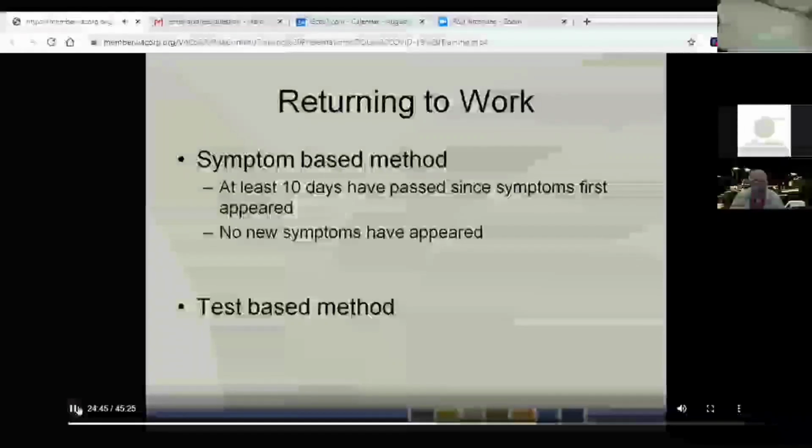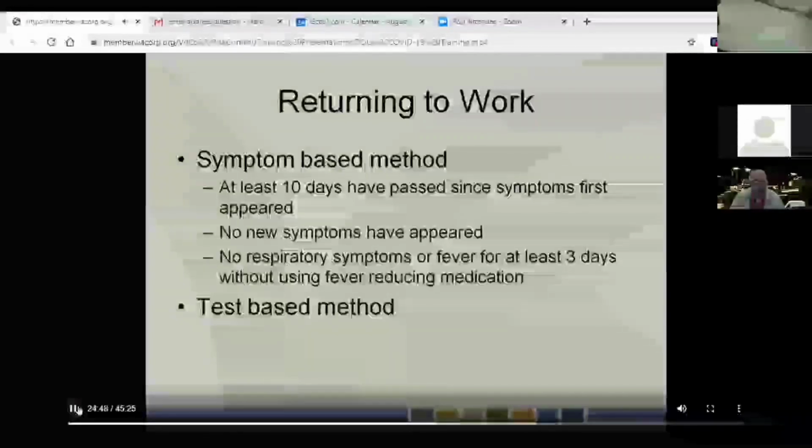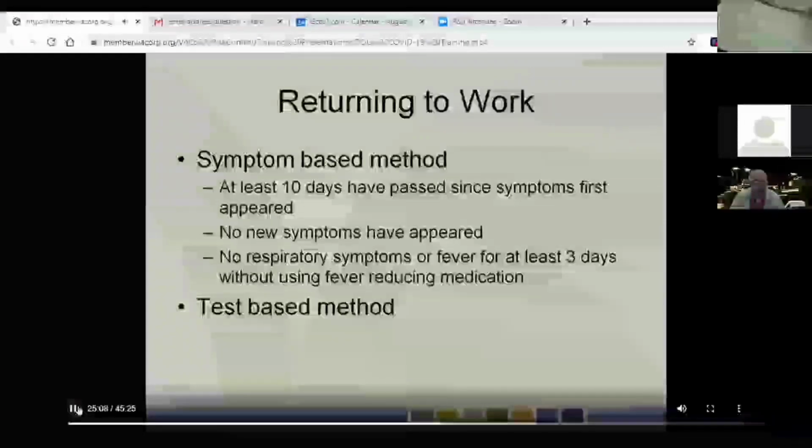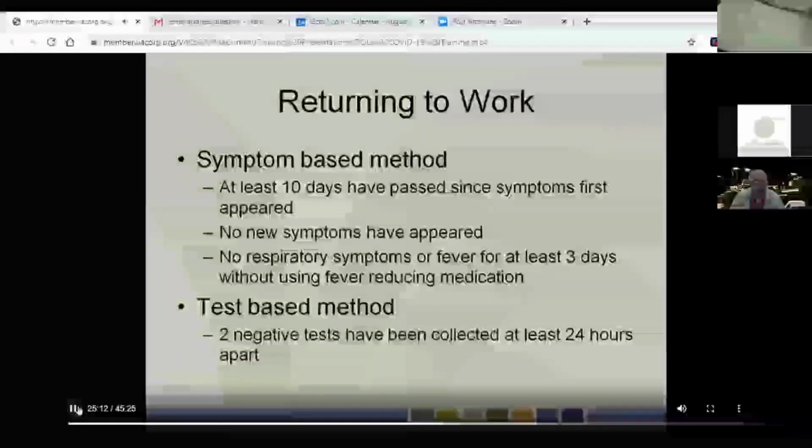And as part of those 10 days, prior to coming back, you still have to have at least 3 days where you have no respiratory symptoms or fever without using any type of cold or flu medication, or some sort of medication that's going to reduce or cover up your fever, the symptoms of that. So it's going to take some time on the symptom-based side. The test-based side will get you back to work a little bit more quickly. What it's saying here, though, is you have to get not one, but actually 2 different negative tests that are collected at least 24 hours apart.